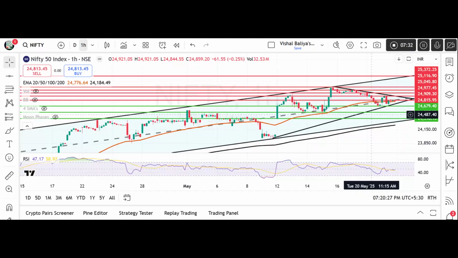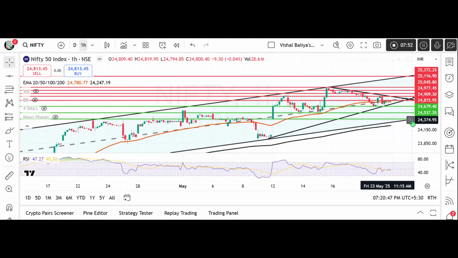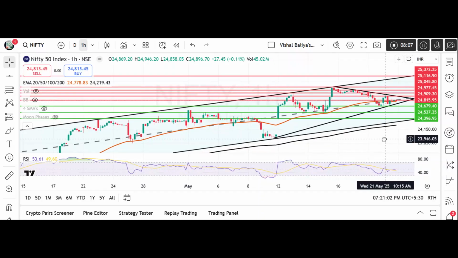Okay. So now talking about supports, the first support is at 24780, which is the mother line support, major support. Below that, there will be this trend line support around 24679. Below that, 24537. And then the channel bottom support seems to be near 24396. If even that is broken, then we have a father line support at 24247. So this is how we do analysis of Nifty.